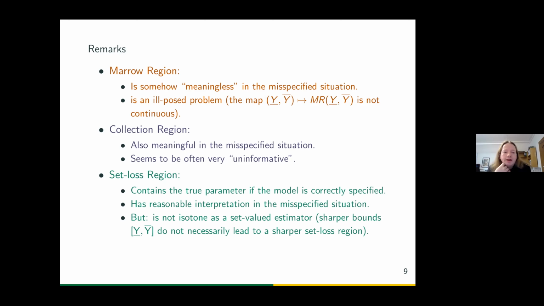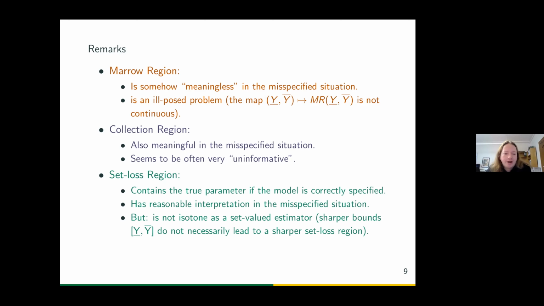Furthermore, if you analyze this narrow region as a mapping, where you map the observed boundaries to the obtained region, then this mapping is not continuous. So it's somehow an ill-posed problem, and therefore it's mathematically and also from a statistical point of view very unnice to work with such a mapping.